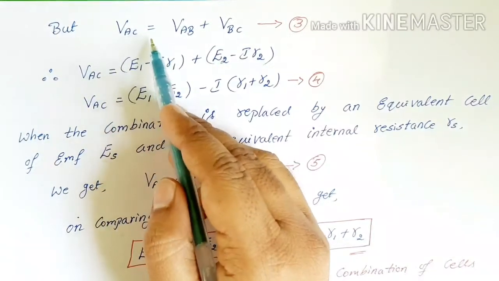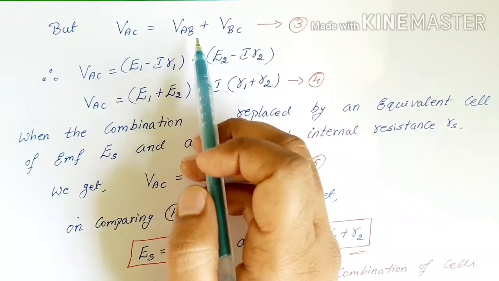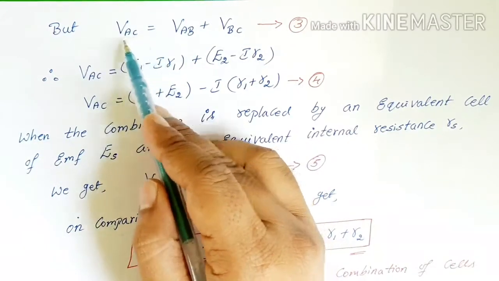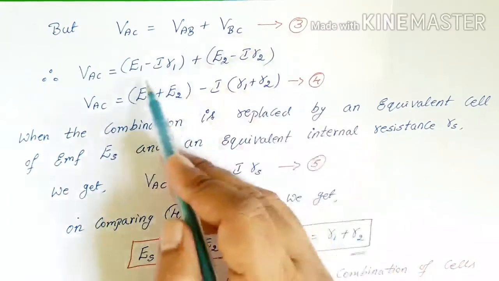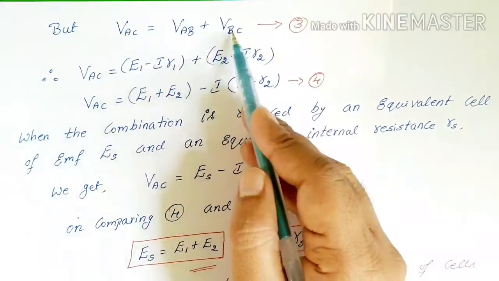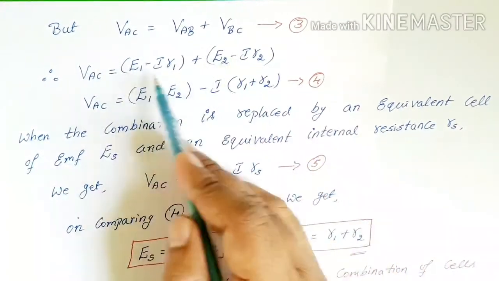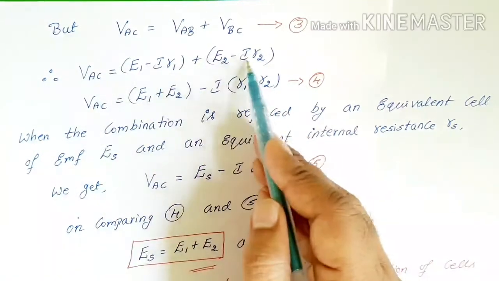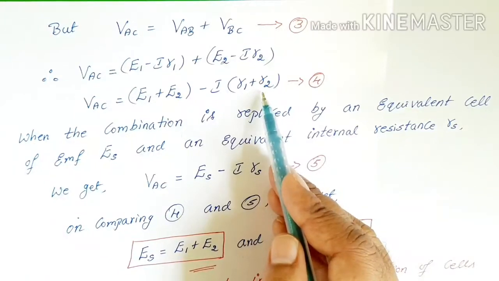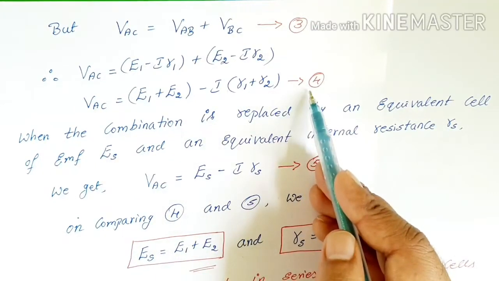Now add the two equations, 1 and 2. Then you will get VAC, that is the total potential difference, VAB plus VBC, right? Substitute the value of VAB and substitute the value of VBC. Take the E terms one side and IR terms one side. By taking the I terms common, I will get R1 plus R2 here, right? So call it equation 4.